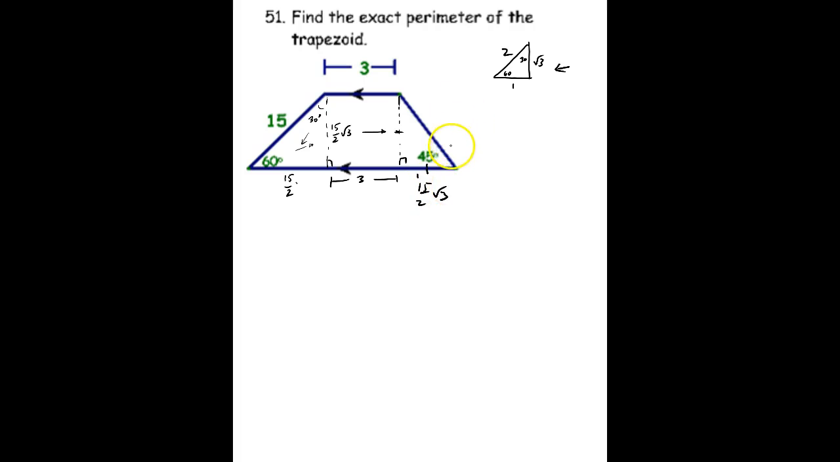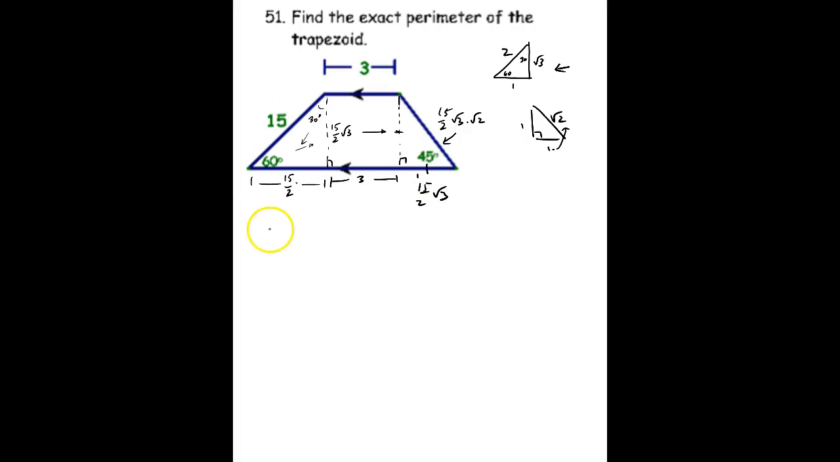And then in a 45, 45, 90 triangle, we know that the pattern's 1, 1, square root of 2. So if we have a leg, we can multiply by square root of 2 to get the hypotenuse, and that's what we're going to do here. 15 halves square root of 3 times square root of 2 gives us that leg here. So now we have all of our pieces, and so it's just going to be a little bit of work to add them all up.